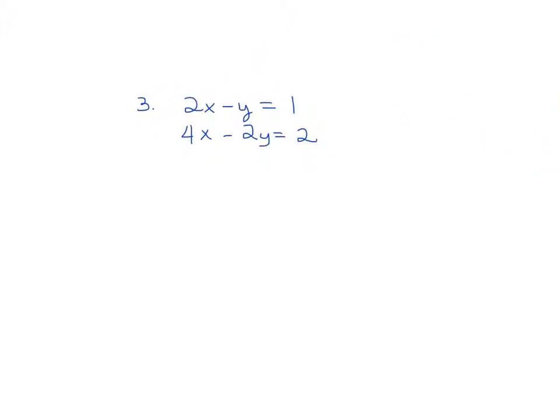So let's try this one. Again, I'm going to do elimination. I'm thinking I'm eliminating x. So I'm going to multiply my first equation by negative 2. So 2x minus y equals 1.